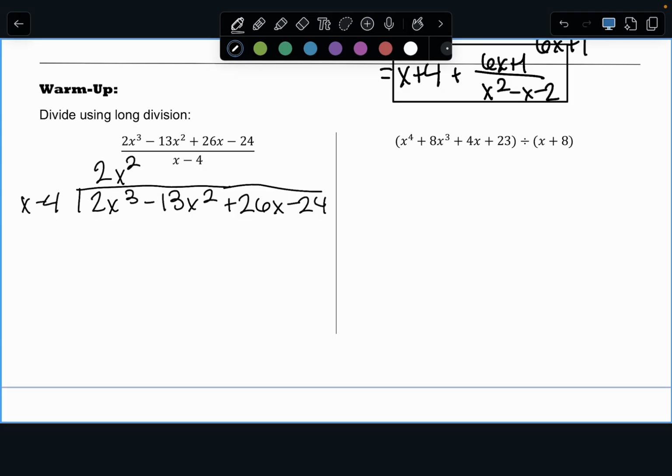Now we take the 2x squared, and we multiply it by our entire divisor. So 2x squared times x is 2x cubed. We double check, we make sure that this matches. If it doesn't match, we did something wrong. And then 2x squared times negative 4 is negative 8x squared.